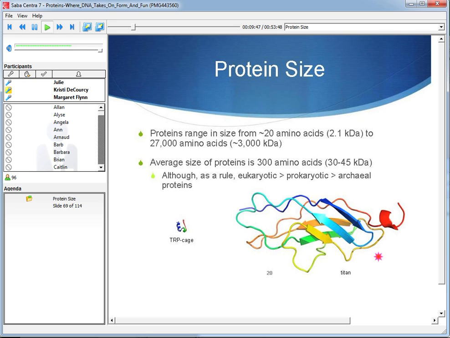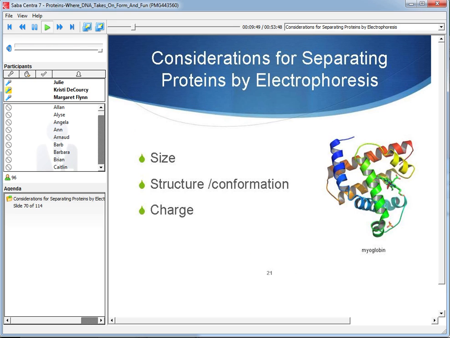So there's quite a range in protein size. When you want to talk about protein electrophoresis, you've got a number of considerations that you don't have in DNA electrophoresis: the size, the structure and conformation, and also the charge. So let's talk about these one by one.